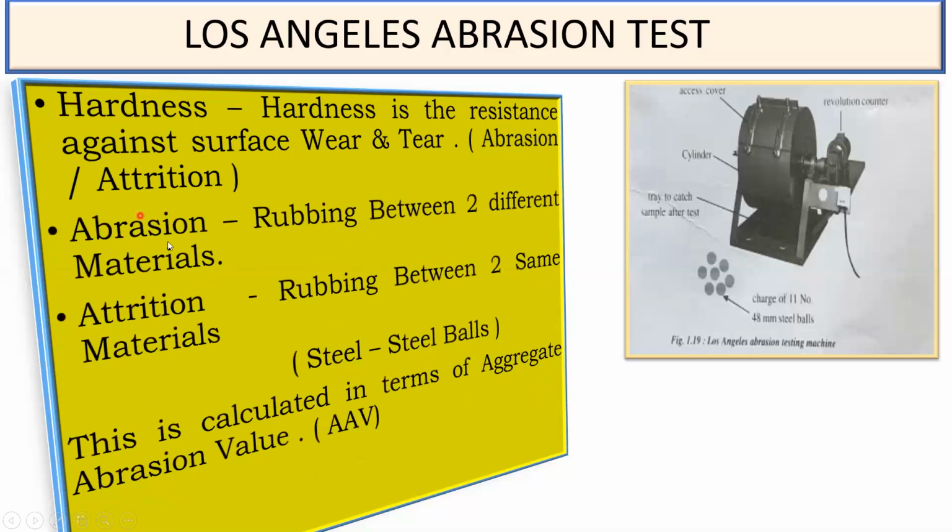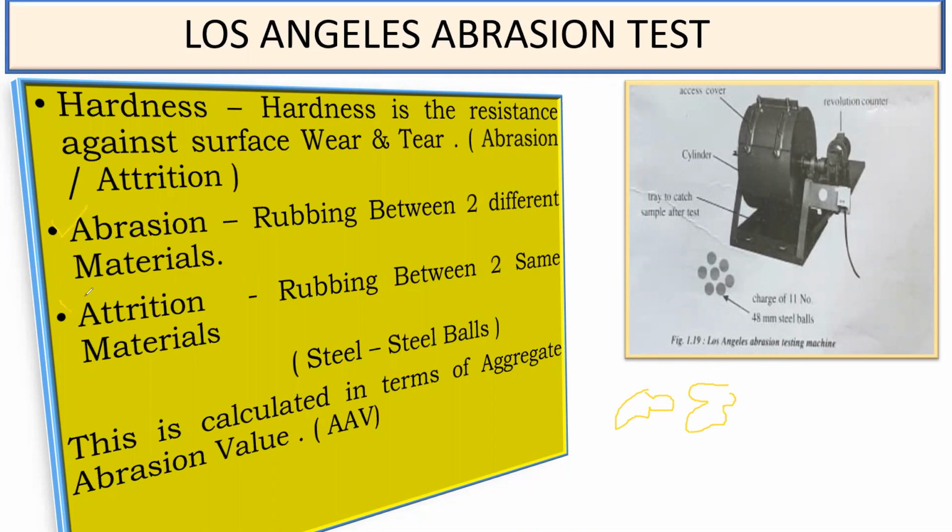Abrasion means rubbing between two different materials, right? Let us say I take any two different materials. For example, if I try to rub the coarse aggregate and a stone, since the stone is a different material and this is also a different material, that is why it becomes abrasion.